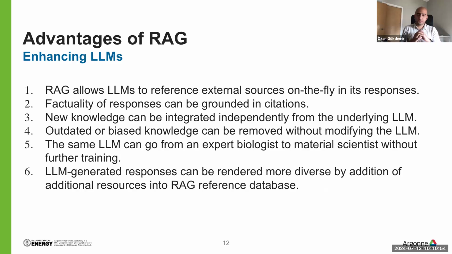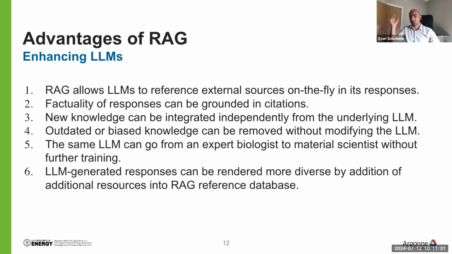So we talked a little bit about what RAG is, why we need it, what its limitations are, and some techniques to address them. Now I'm going to talk a bit about its advantages. As we talked about, we can plug in an external data source on the fly to improve factuality and ground answers with citations. When new knowledge comes in, it can be plugged right in. Outdated and biased knowledge can be removed without modifying the LLM, without fine-tuning.